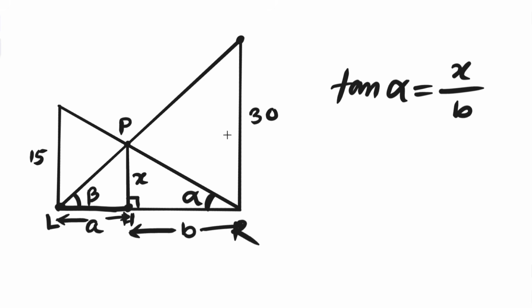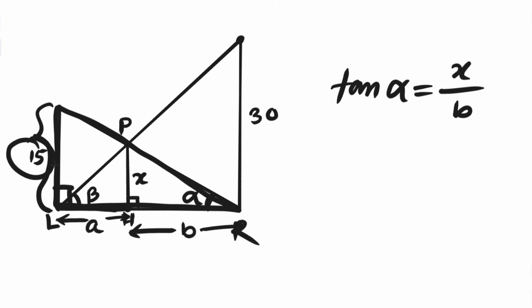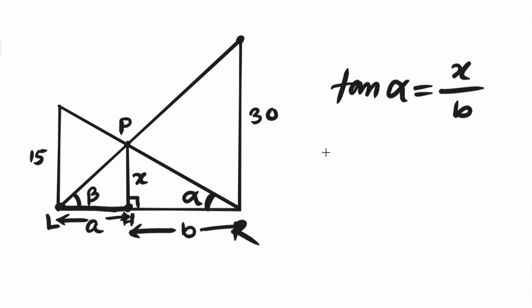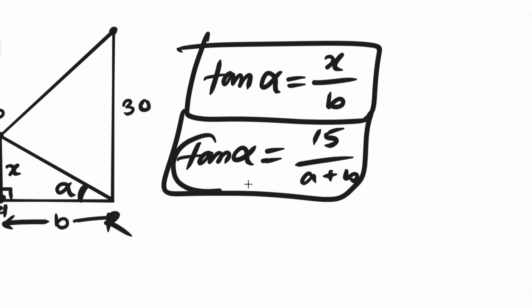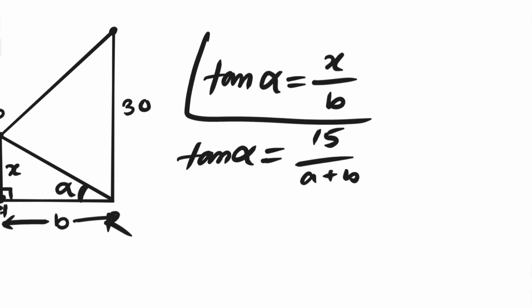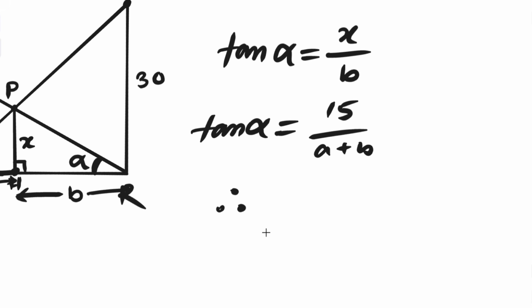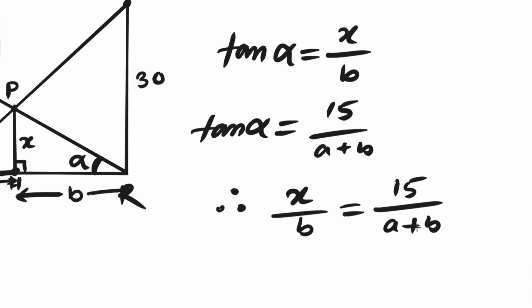Now, we are going to look at the larger right triangle formed using the entire horizontal base and the left vertical segment. The vertical height of that triangle is 15, and the entire horizontal base is made from A plus B. Therefore, using the same tangent rule, tangent alpha is also 15 divided by A plus B. Notice something important here. Both expressions describe the tangent of the exact same angle alpha, so they must be equal. Therefore, x divided by B equals 15 divided by A plus B.